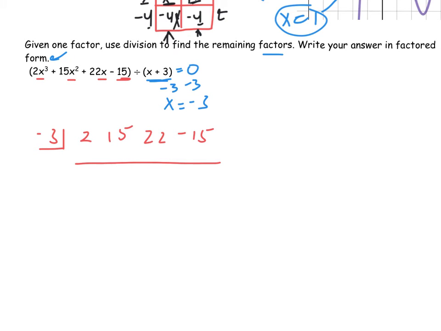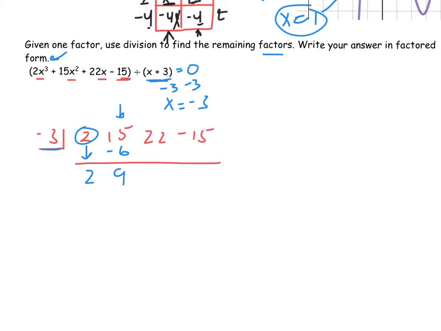And skip a little space, draw a line, and go right into it. Always bring that first number down, okay? Take your number in the box, that's negative 3, and we're going to multiply it by that 2, negative 6. Always add up your columns.